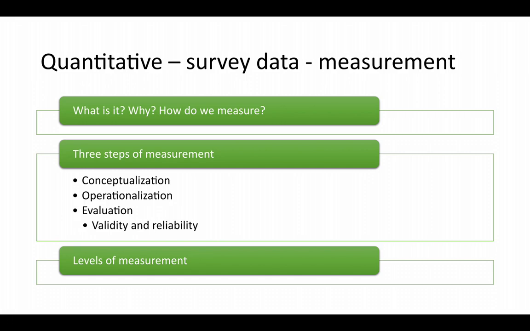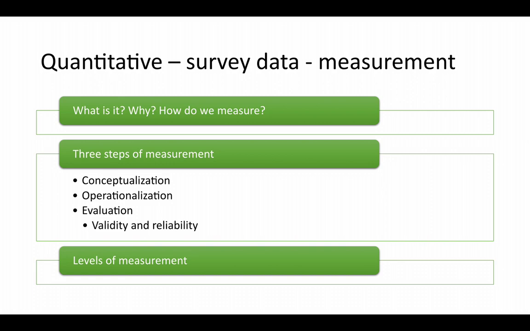So for measurement, what is it? Why is it so important? And how can we actually measure those variables? There are three different steps of measurement. First step is called conceptualization. You need to conceptualize it, right? The thing that you actually want to measure. You need to define the concept so that it will help you to the next step, which is called operationalization.